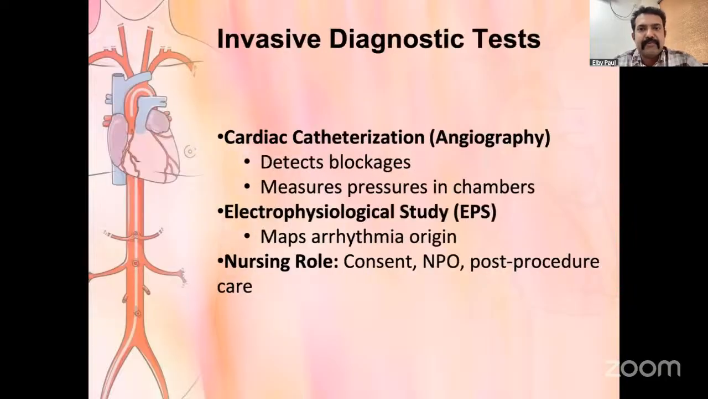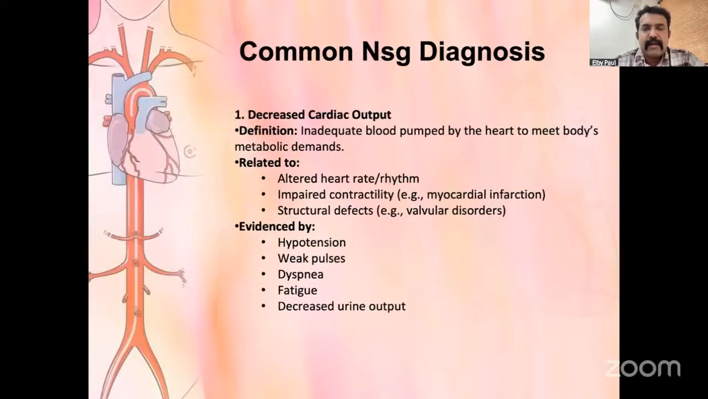Okay. Invasive diagnostic tests. These are cardiac catheterization, called angiography, CAG, coronary angiogram. It detects blockages of coronary arteries and also measures pressure in the chambers. The second one is EP study. It normally focuses on SA node activities or AV node activities. Electrophysiological study maps the arrhythmia origin. Okay, these are some common diagnostic evaluations for cardiovascular disease conditions.